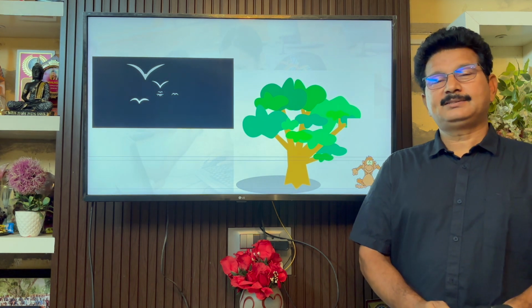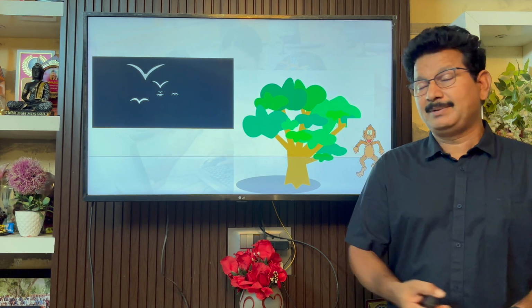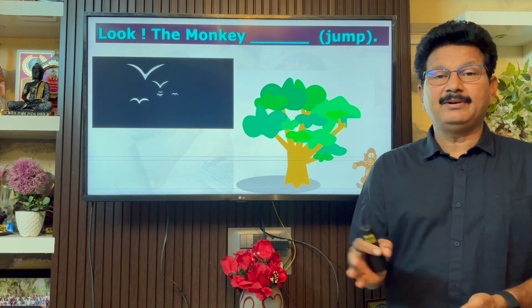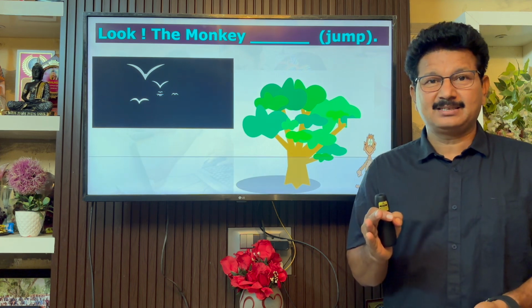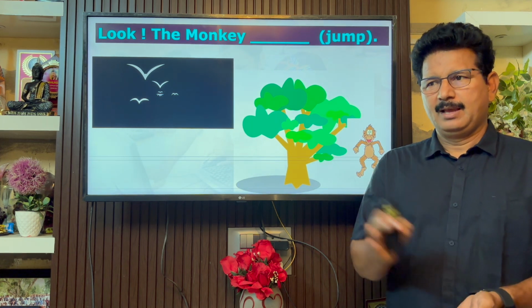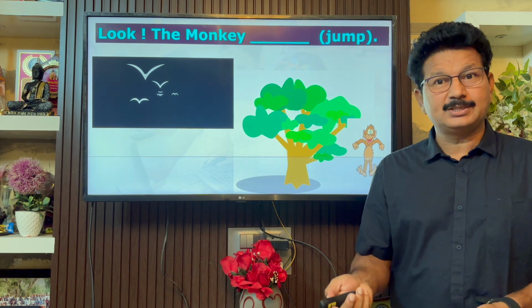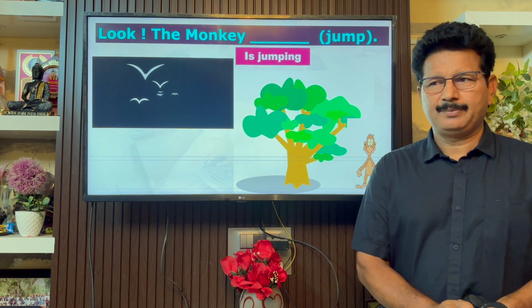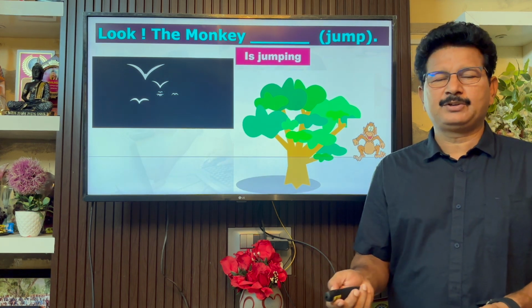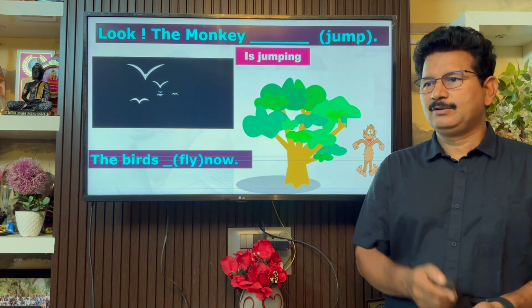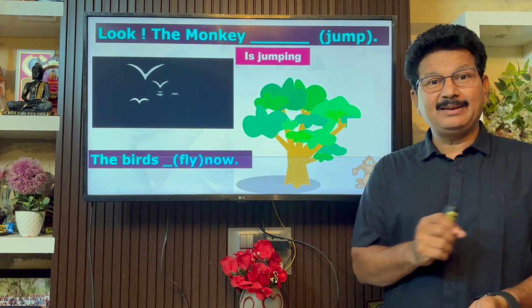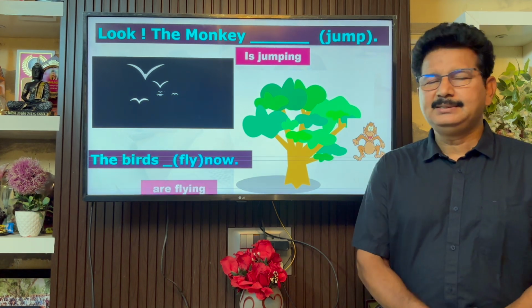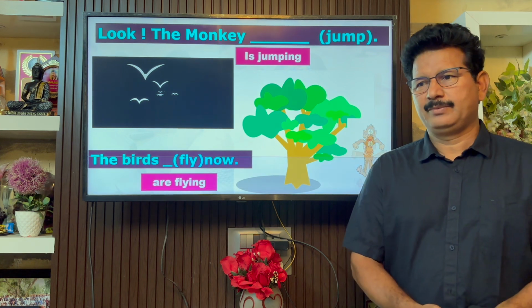Now, look at another interesting example, especially for intermediate students or for any competitive exam. So what do you find? The keyword is look or wait or listen. And you can find it as present continuous tense. What do you find here? The monkey is jumping, right? And if you look at the left side picture, you can find the birds fly now. So what is the keyword here? It's now. And the answer would be, the birds are flying now, right?